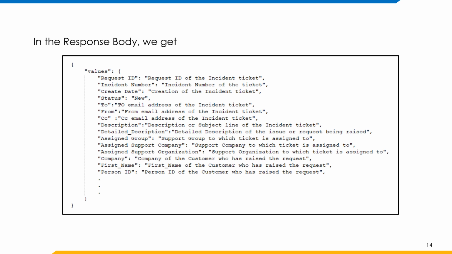Assigned group. This attribute specifies the support group to which the ticket is assigned to. Assigned support company. This attribute specifies the support company to which the ticket raised is assigned to. Company. This attribute specifies the company of the customer who has raised the request. First name. This attribute specifies the first name of the customer who has raised the request. Person ID. This attribute specifies the person ID of the customer who has raised the request, and many more.